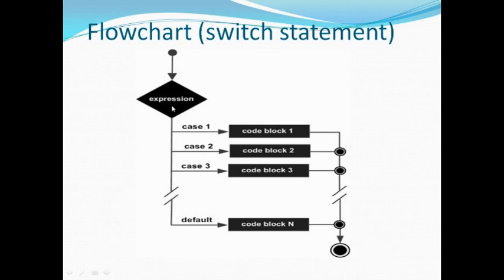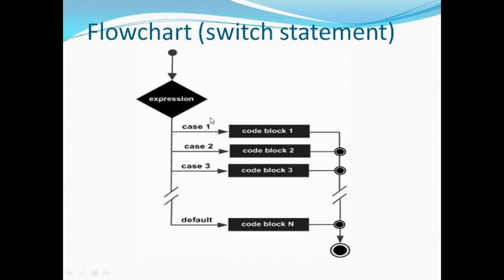Suppose our expression is matching with case 2, then control will skip case 1, directly come to case 2, and this code block 2 will be executed and it comes out of the switch. Suppose the expression is matching with case 3, it will skip both case 1 and case 2, the control will directly come to case 3 and this code block 3 will be executed and it comes out of the switch statement.